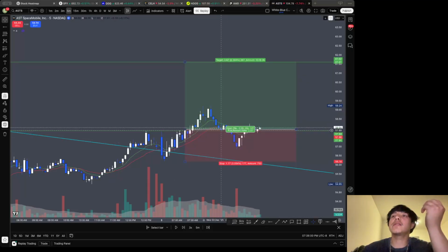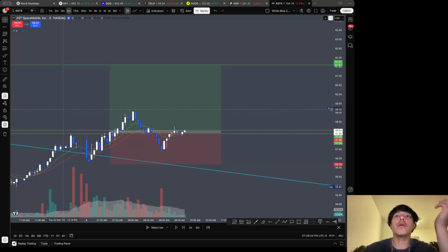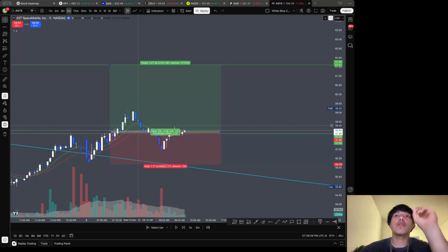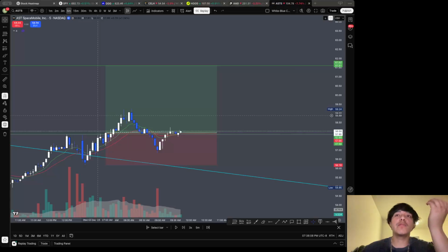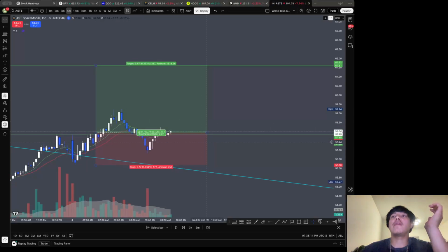You can't get spooked out, and you really won't if you are, for one, positioned accordingly, so you have good risk management, and you didn't just put in money you can't afford to lose, and two, if you're patient and you have time on your contract.